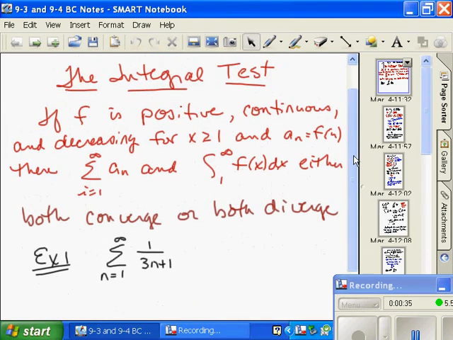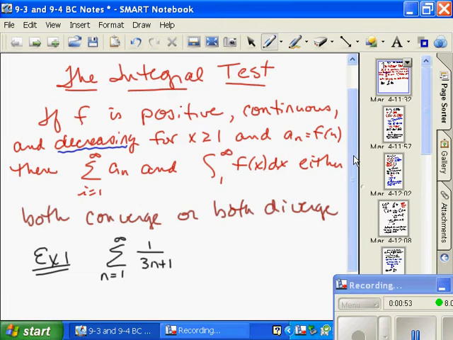Let me just give you a piece of advice. To decide if it's decreasing or not, you can always take the derivative and see if that derivative is going to be negative. If it's negative, it is going to be decreasing. So that's what you want to check for. And we're only using x greater than or equal to 1.